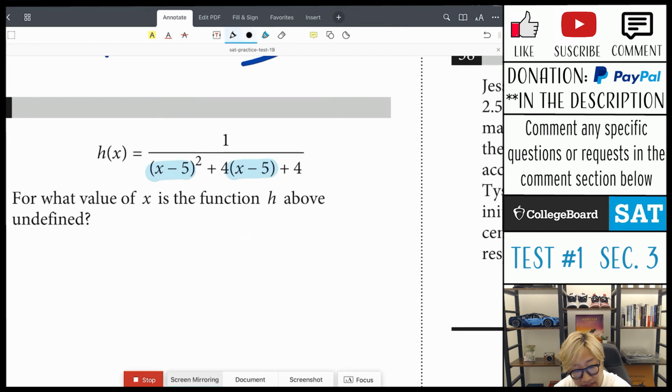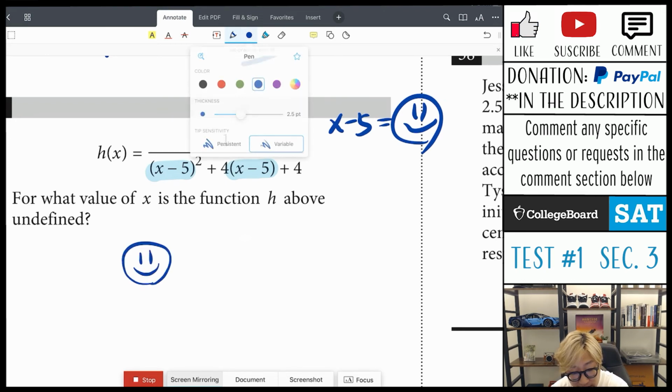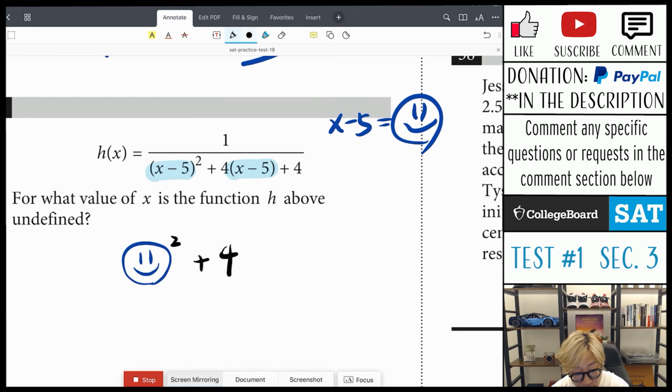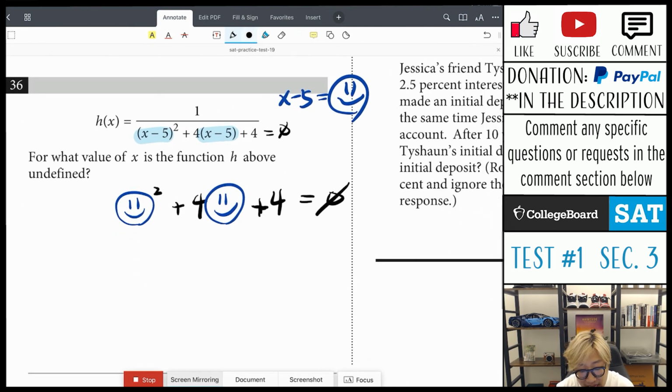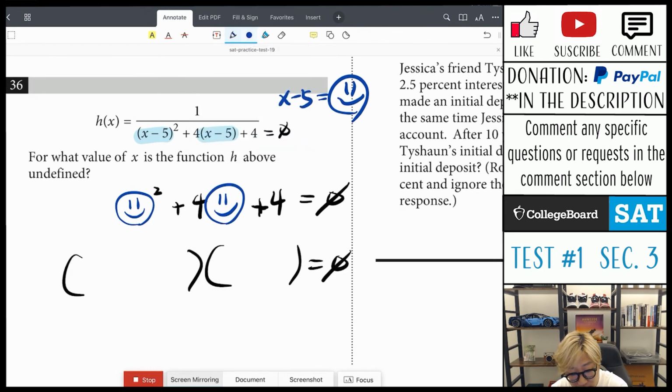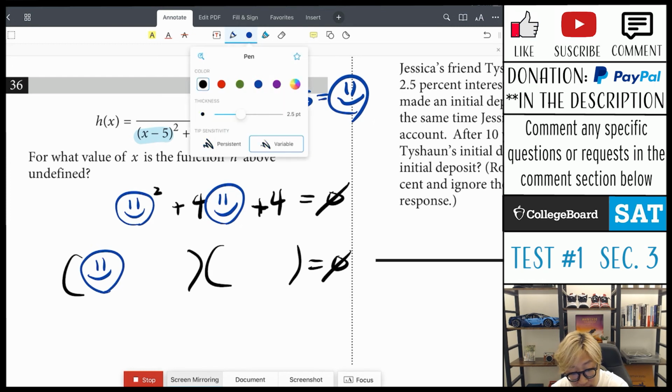So if I just say x minus 5 is equal to smiley face, just call this a smiley face, then isn't that just smiley face squared plus 4 smiley face plus 4? And we're basically trying to set this equal to 0 like this. Well, yeah, then try factoring as is right now. That would just be smiley face plus 2 and smiley face plus 2.